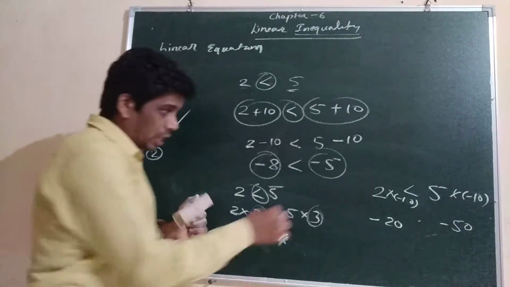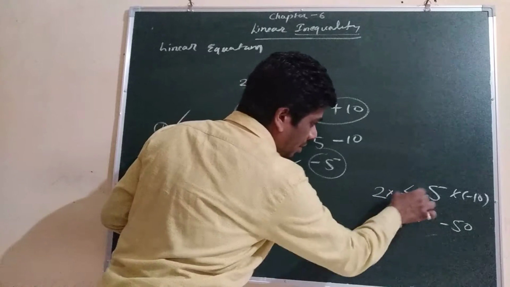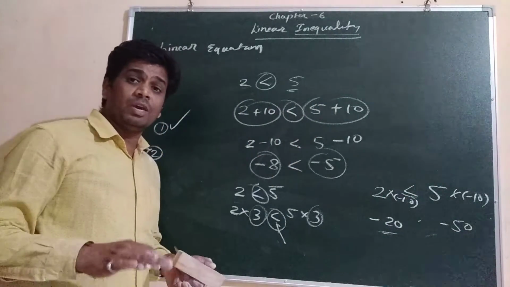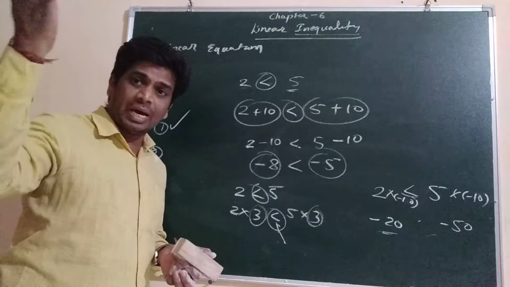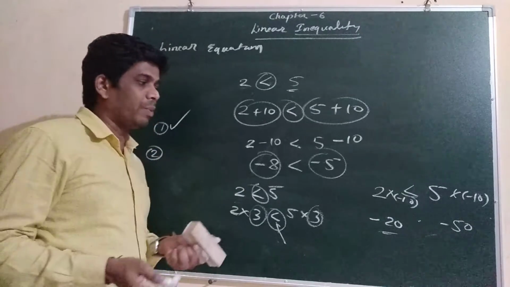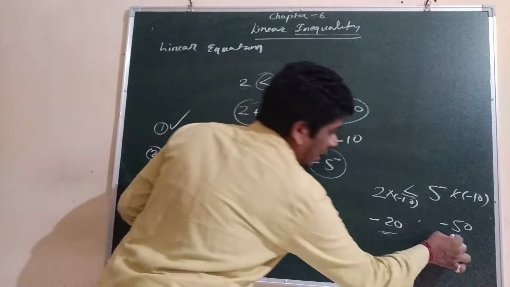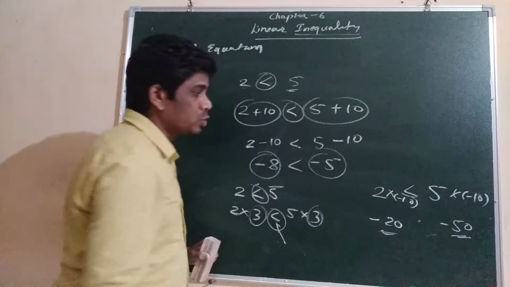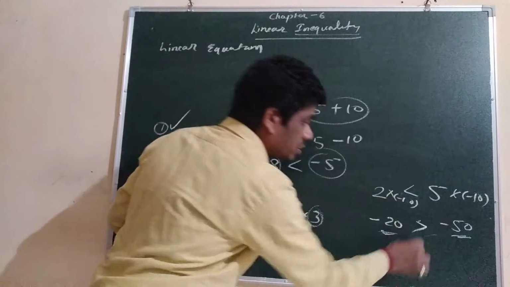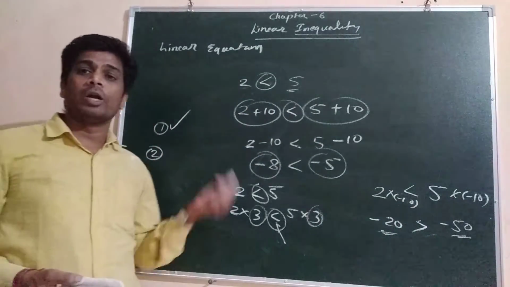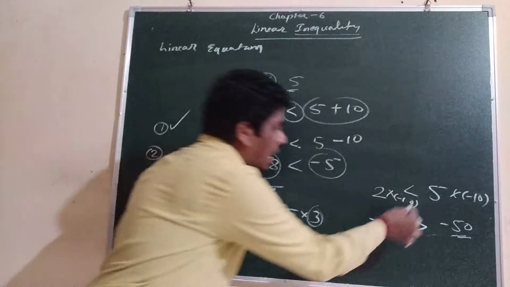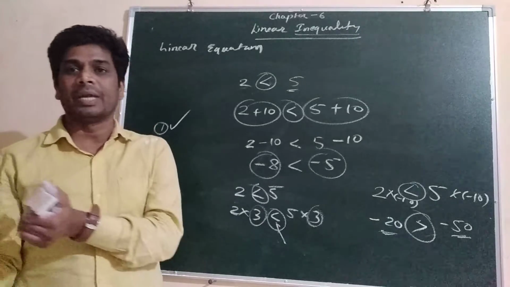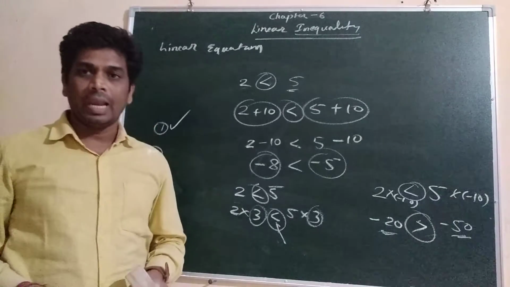Now tell me, still we will write this symbol only, minus 20 is less than minus 50? No, because if the value is bigger, the negative value will be smaller. This minus 50 will be smaller than minus 20, means minus 20 will be bigger. So that's why this symbol will be inverse. Whenever we multiply or divide by a negative number, the symbol will be reversed, means less than will become greater than or greater than will become less than.